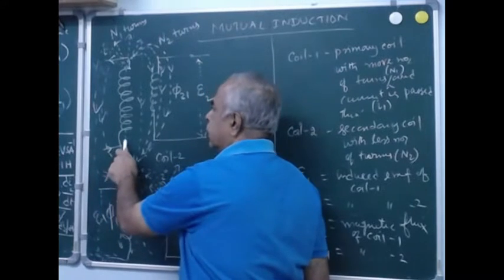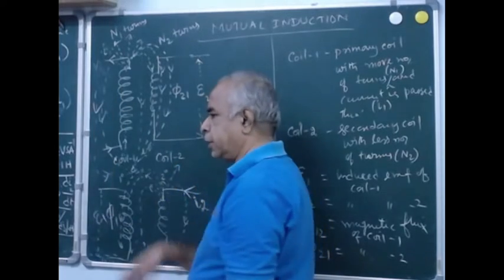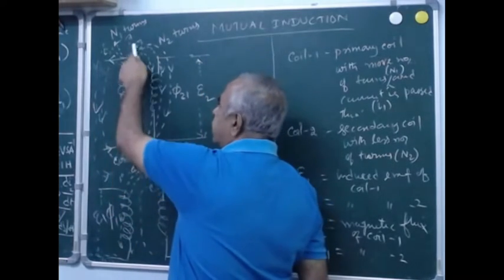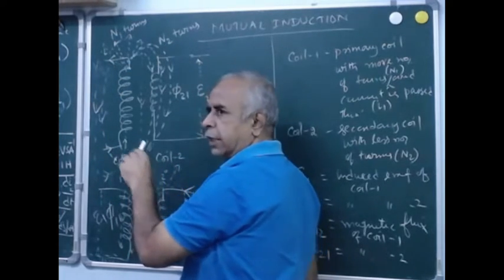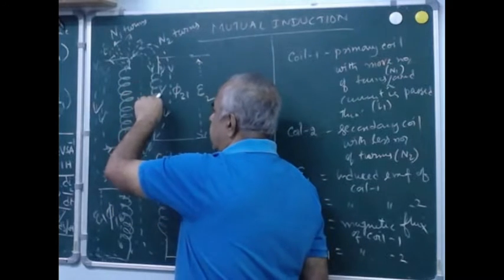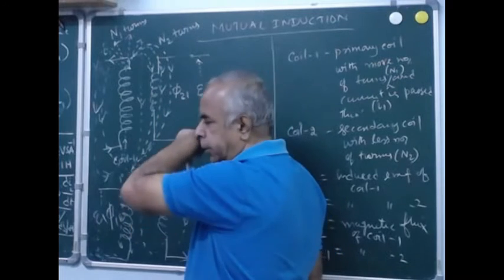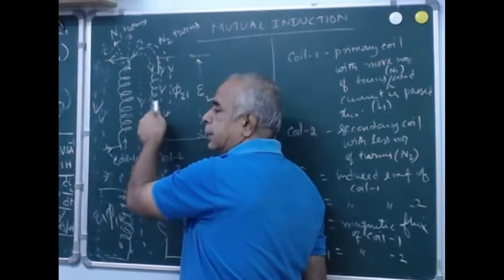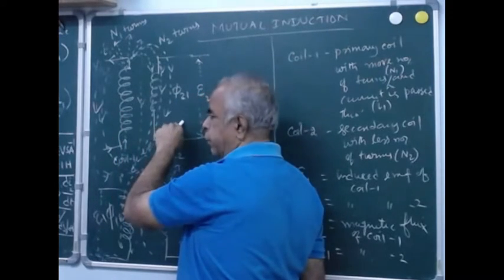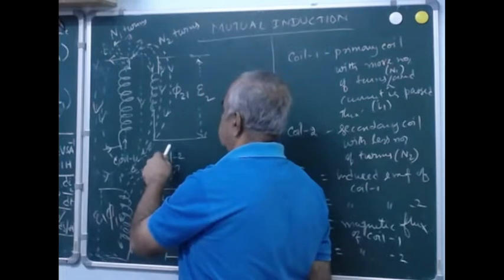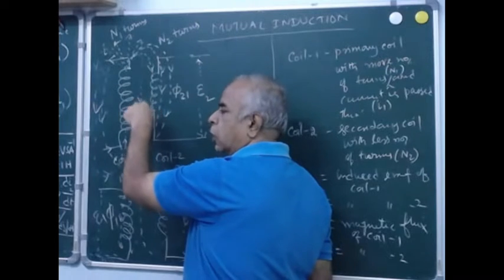So when we give current here, since the current is passing through a coil, a magnetic field is created. That magnetic field created will be inducing what? The nearby coil, that is the secondary coil. And that is responsible for phi 21. Phi 21 is nothing but the magnetic flux of the secondary coil with respect to the first coil, that is influenced by the first coil. Got it?